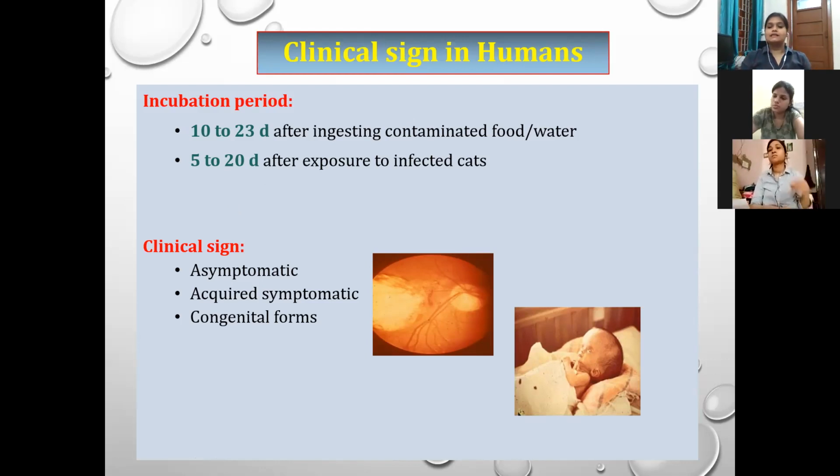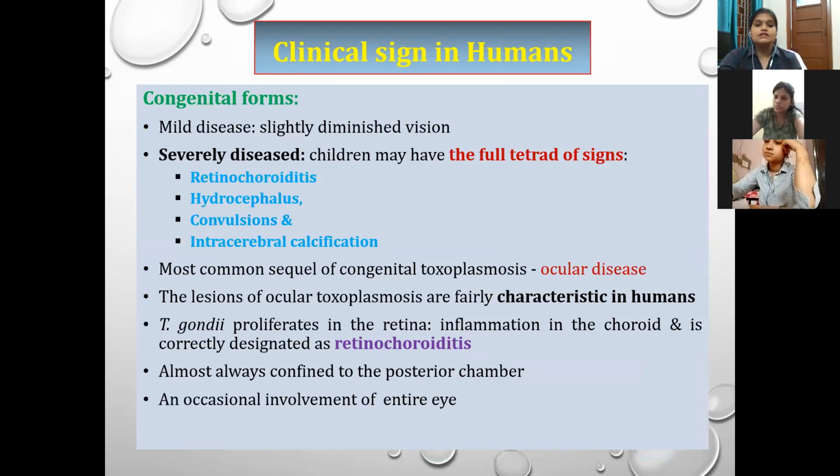So in most cases, it will not show any symptom, but sometimes in immunocompromised patients or in the case of pregnant women, it shows symptoms. So it may be categorized as asymptomatic, acquired symptomatic, or congenital form. All three forms may be seen in human beings. The first one is the congenital form, which is a very important form.